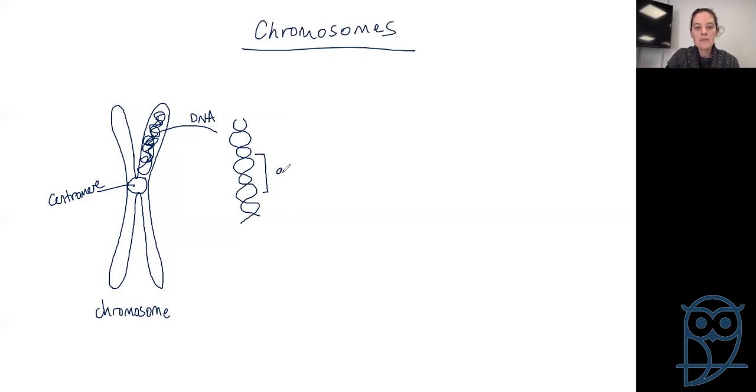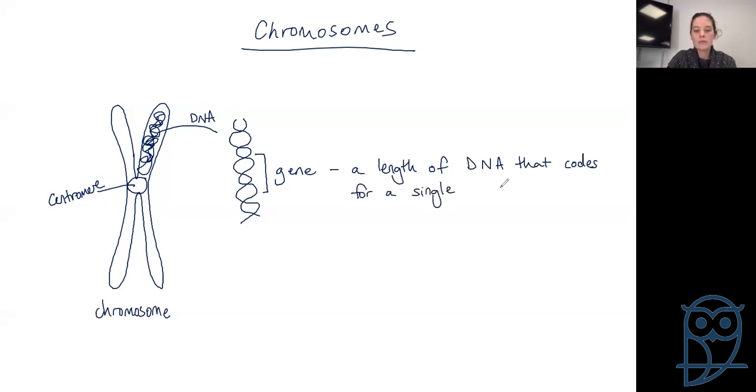That piece of the DNA is a gene. Okay? And a single gene is a length of DNA that codes for a single polypeptide. So remember, a polypeptide is your primary structure of your protein. Okay, it is just amino acids and the sequence in which they occur. So this is what we're talking about here. This gene has that information.